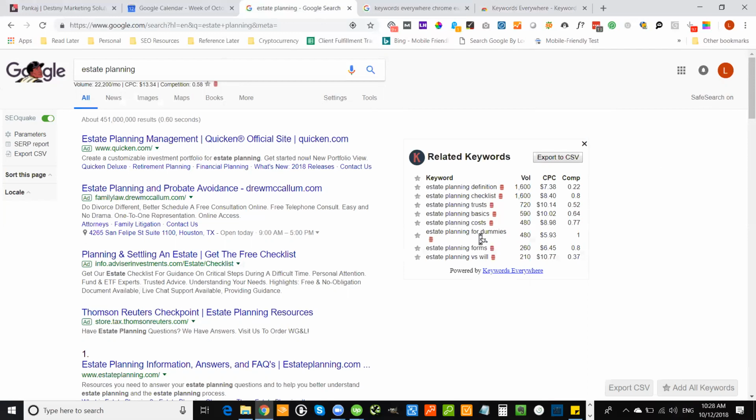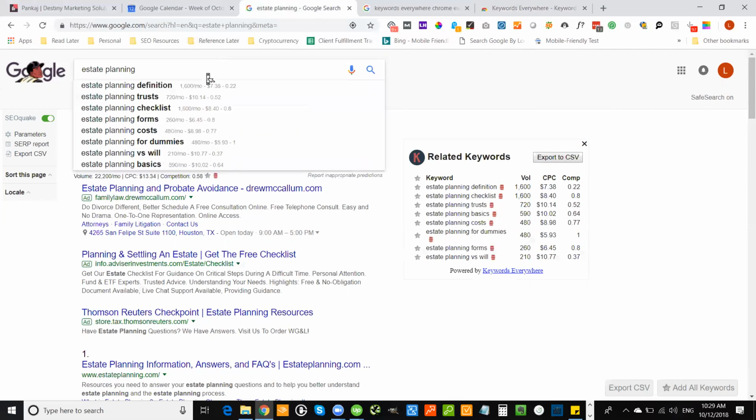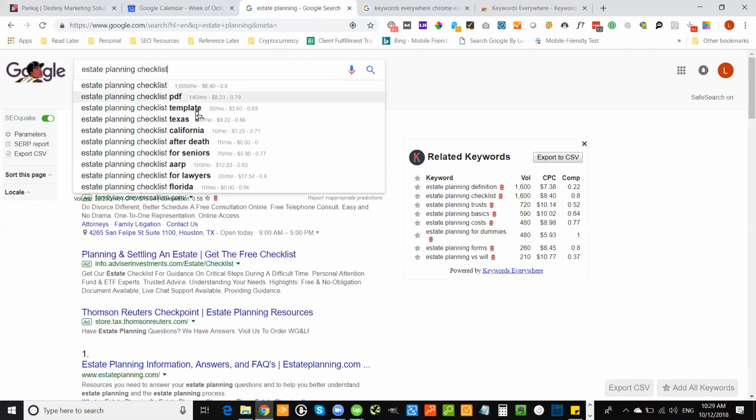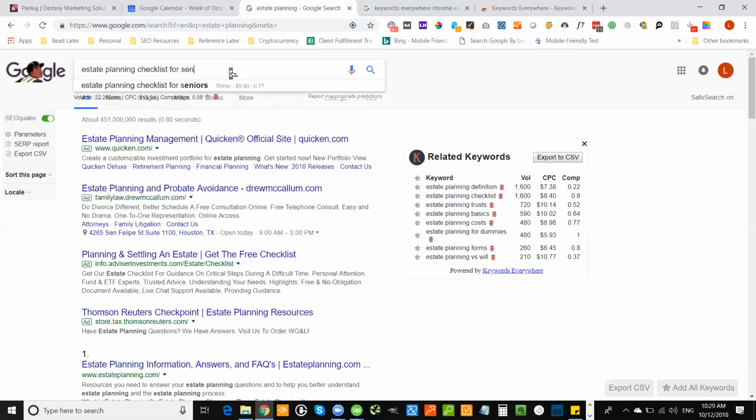And so usually the keywords that are going to fit the bill here are called long tail keywords. Long tail, in a nutshell, is usually going to be a phrase that's at least 3 to 4 words. An example of long tail here would be estate planning checklist. You can even see here you have even more phrases that you can look at. So estate planning checklist for seniors would be a perfect long tail keyword.